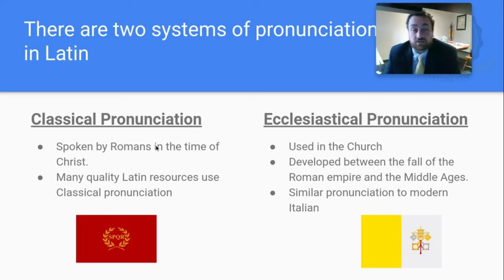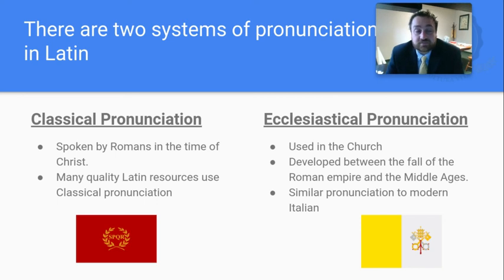Classical pronunciation was spoken by the Romans in the time of Christ, and because Judea was a Roman province, there were a lot of Roman citizens that lived there. So not only military people, but even non-military people. Sometimes military families, just like today, lived in whatever province they were stationed in. And a lot of other Romans were running around too. So it wasn't just Jews in the Holy Land. And because of this, it's actually kind of reasonable to presume that Christ knew a little bit of Latin.